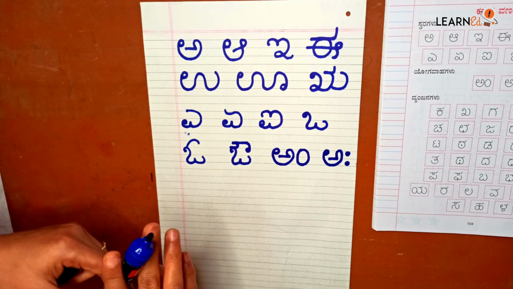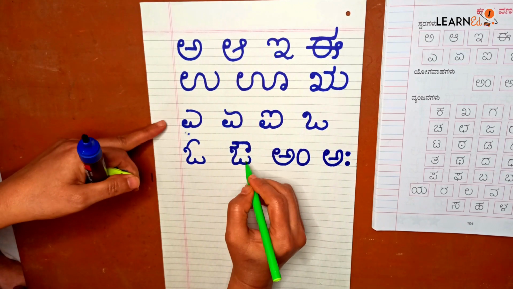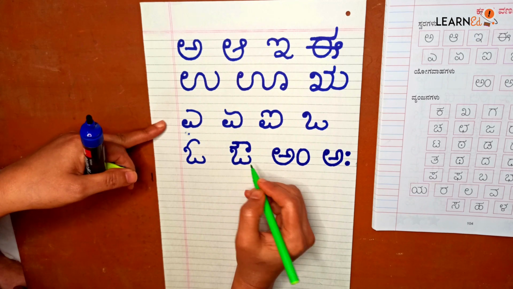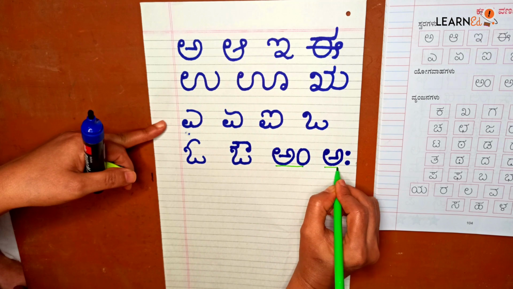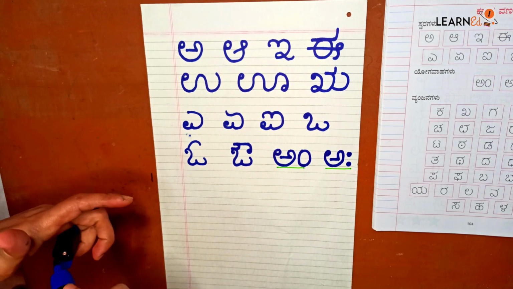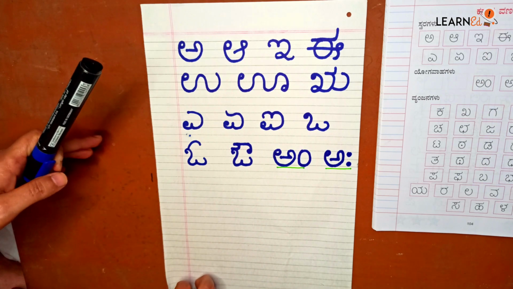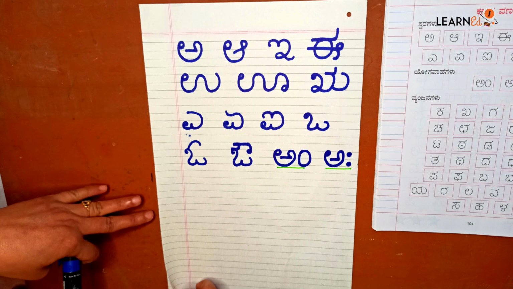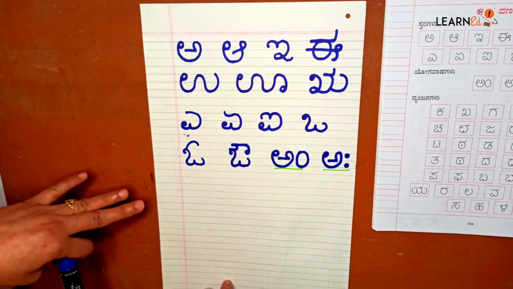In these 15 letters, we have first 13 letters till Au are called Swaragalu, and this Aha are Yoga Vahagalu. Now let's start writing Vyanjanagalu. We have totally 34 Vyanjanagalu. I'll show you how to write this Vyanjanagalu.